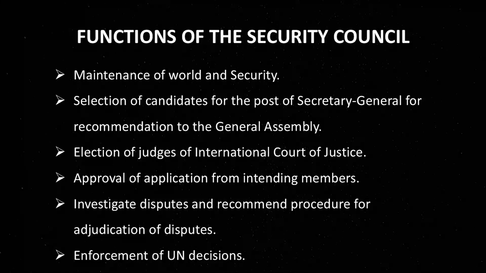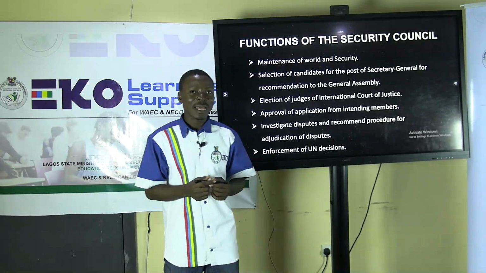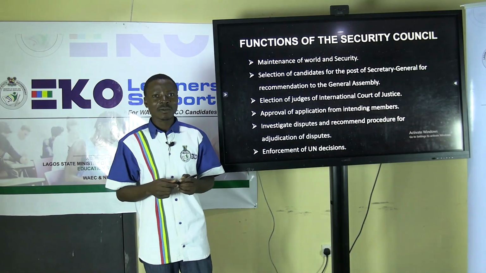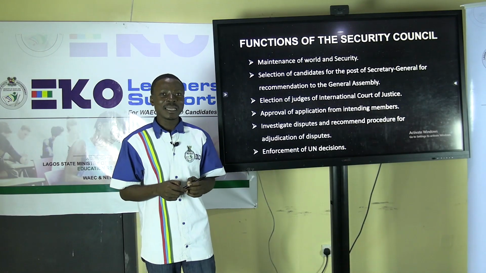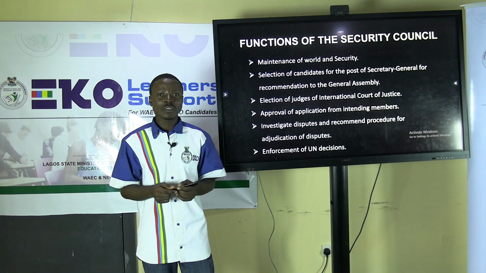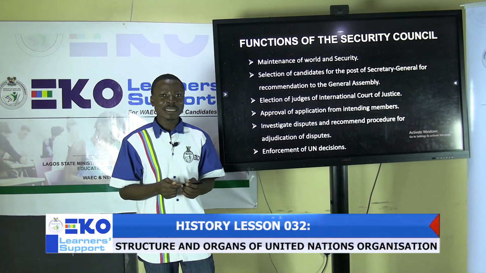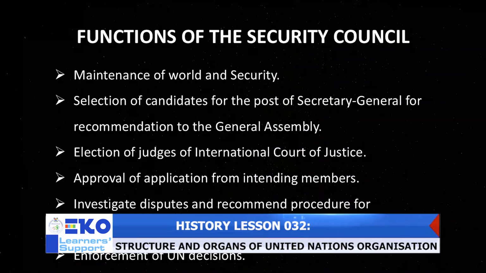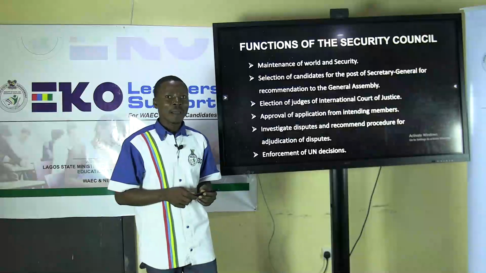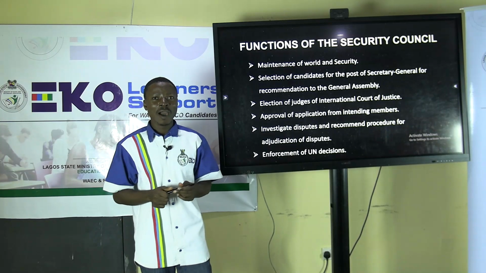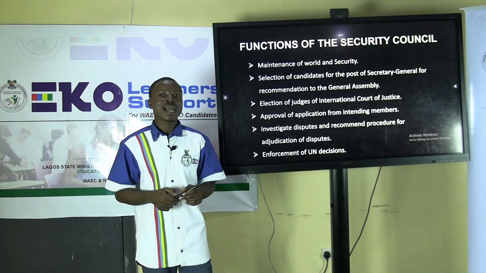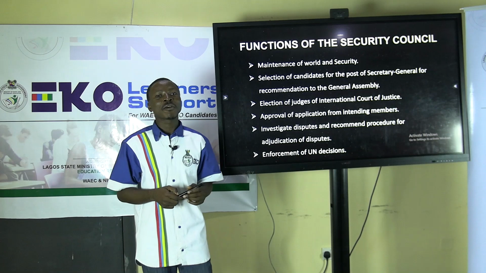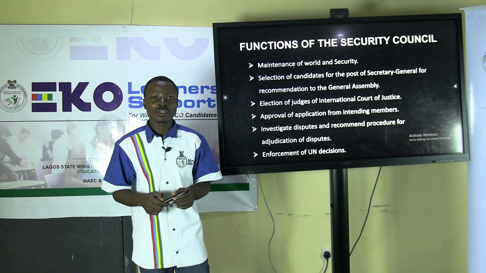Also, they are the ones that elect judges into the International Court of Justice, and it is the judges that they elect that will be sent to the United Nations General Assembly for approval, and also approval of applications from intending members. They are the ones that scrutinize the application of intending members, and without them passing it to the General Assembly, such a member can never be considered for membership into the organization.